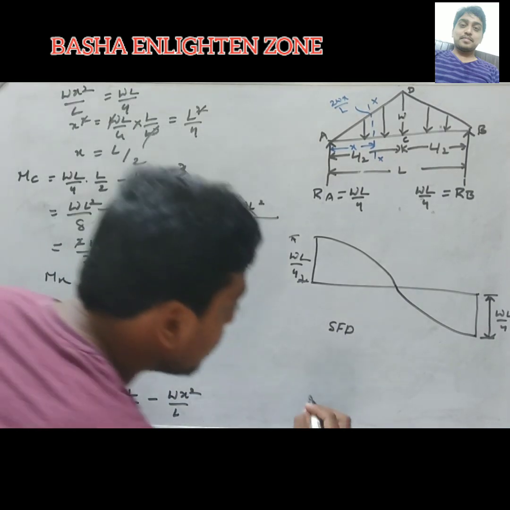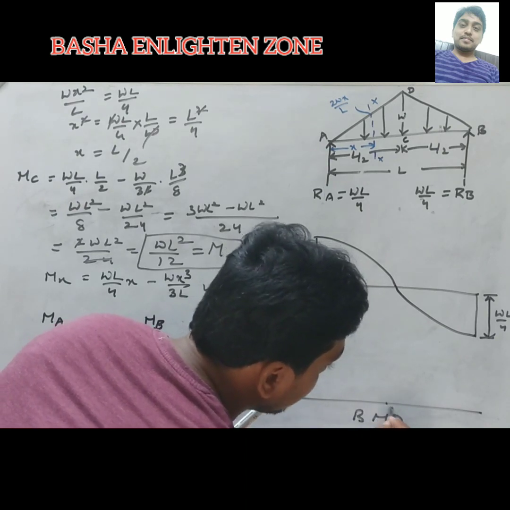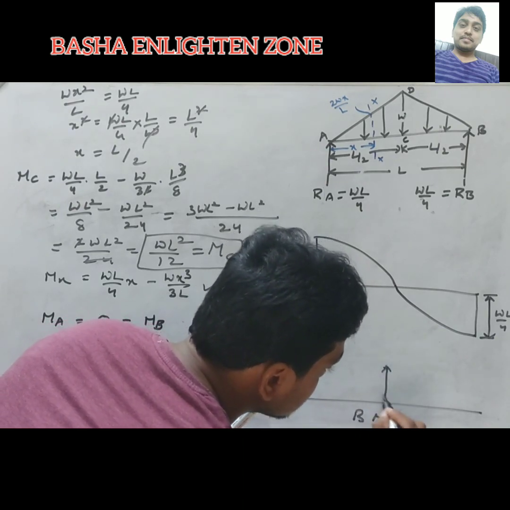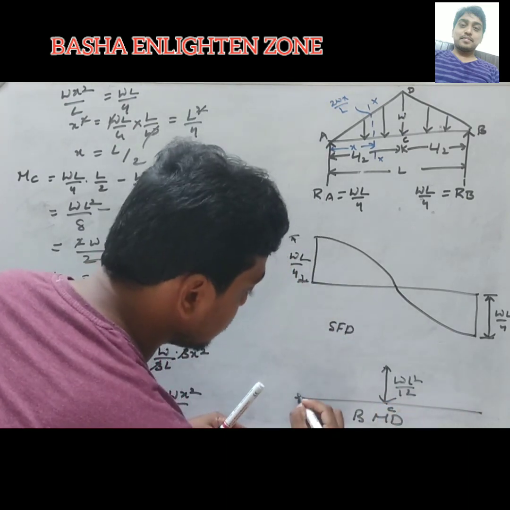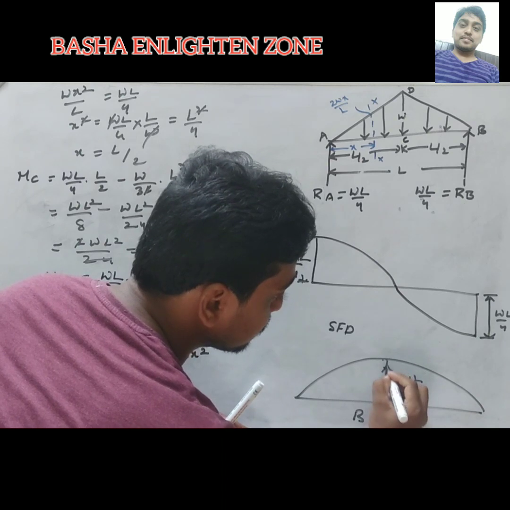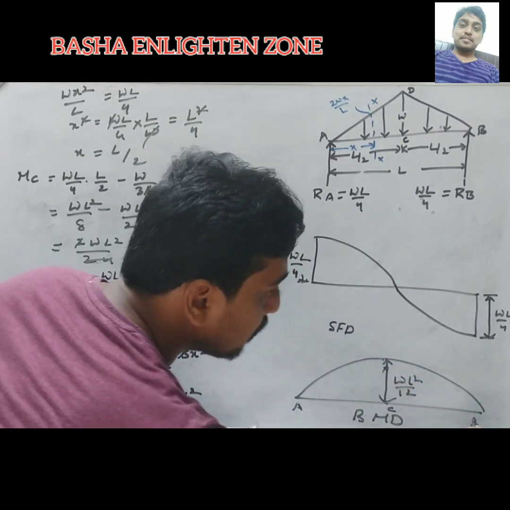Then draw the bending moment diagram here. So this is your BMD. At C it will be WL square by 12, and at A and B it will be 0. I am drawing this. So this is your bending moment diagram.